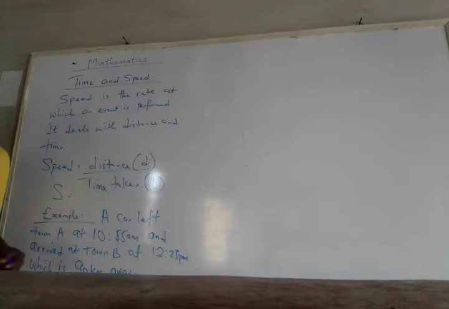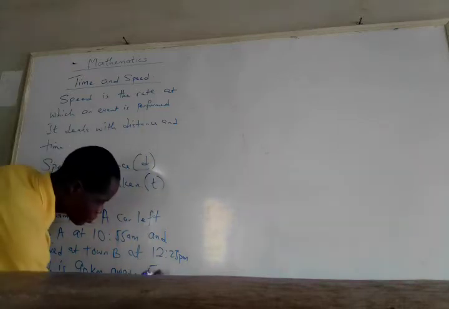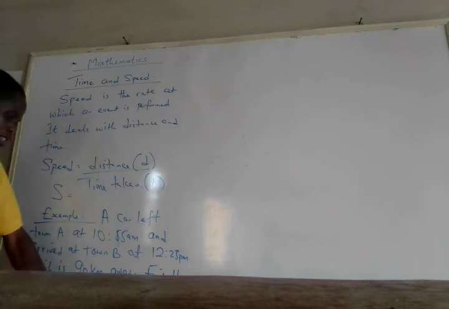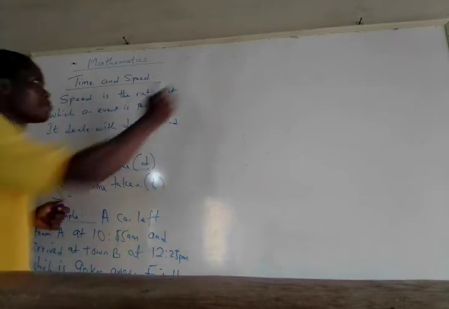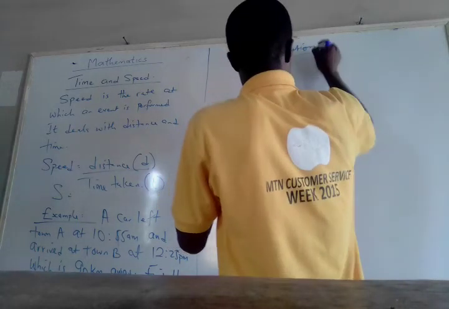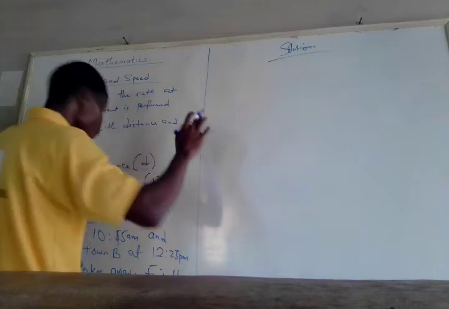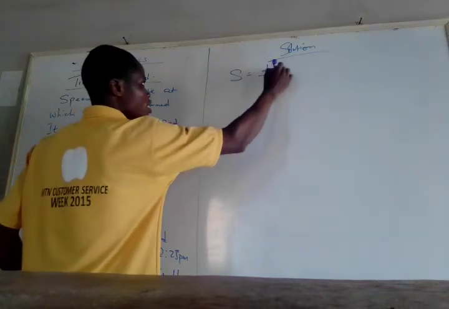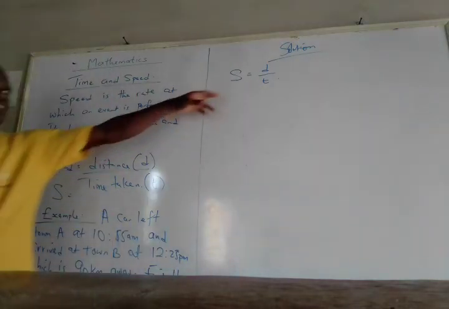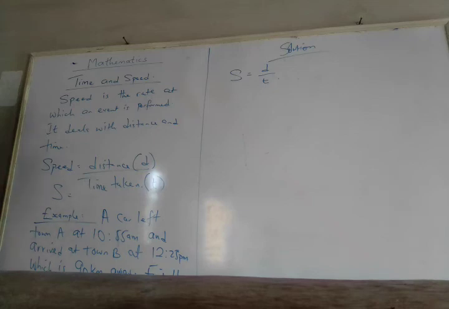Now, the question is: find its average speed. You see, with the mention of the word speed, what comes to your mind immediately has to do with the formula. So the solution easily comes: S is equal to D over T. Already we know what our D stands for and what our S stands for. S is the speed, D is the distance, and T stands for the time.